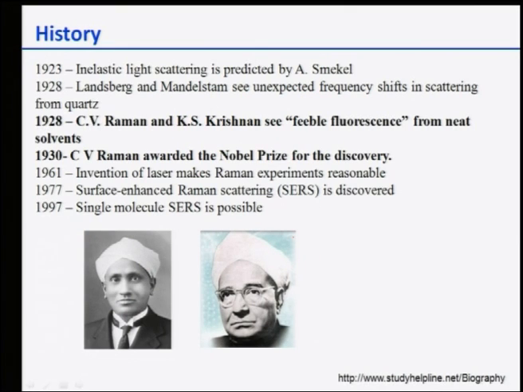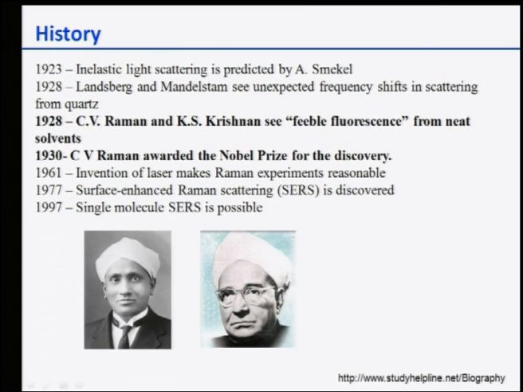As far as the history is concerned, that needs to be told, because Raman was the first Nobel laureate in science from this country. Obviously, the first Nobel laureate from this country was for literature in 1913. But in 1930, C.V. Raman got the Nobel Prize in physics because of this discovery. If I want to stress how this spectroscopic technique or the Raman effect came into the picture, the first thing to understand is that Raman is basically related to inelastic scattering. Inelastic light scattering was first predicted by Smekal in 1923. Then after 5 years, in 1928, Landsberg and Mandelstam saw the first unexpected frequency change in the scattering from quartz. Inelastic scattering was known even long back from Lord Rayleigh's time, but it was not fully understood. So it was in the early part of the 20th century that these things started.